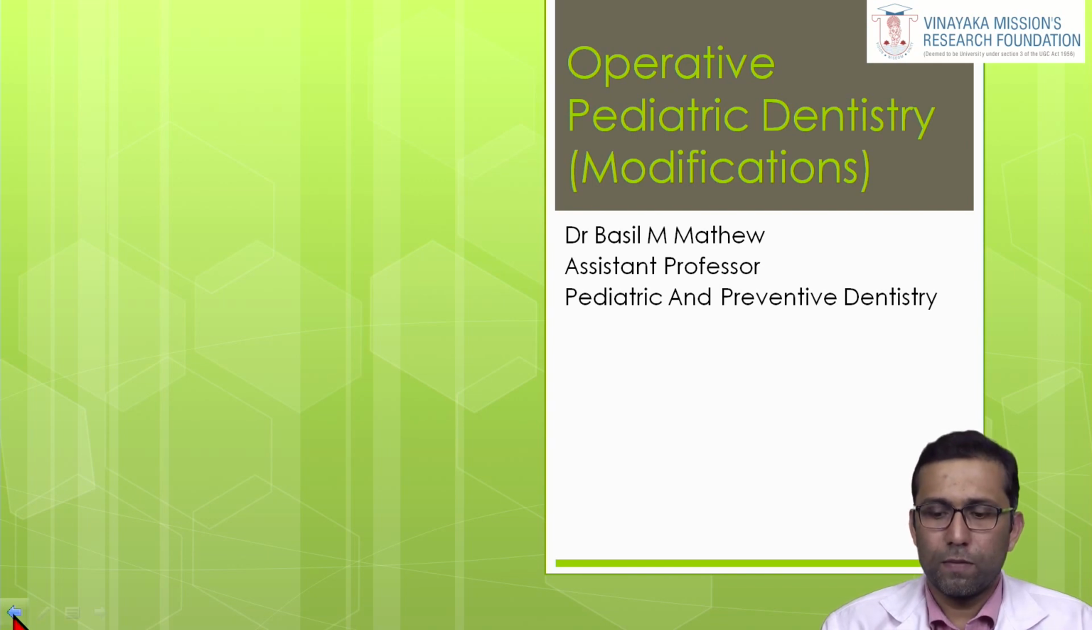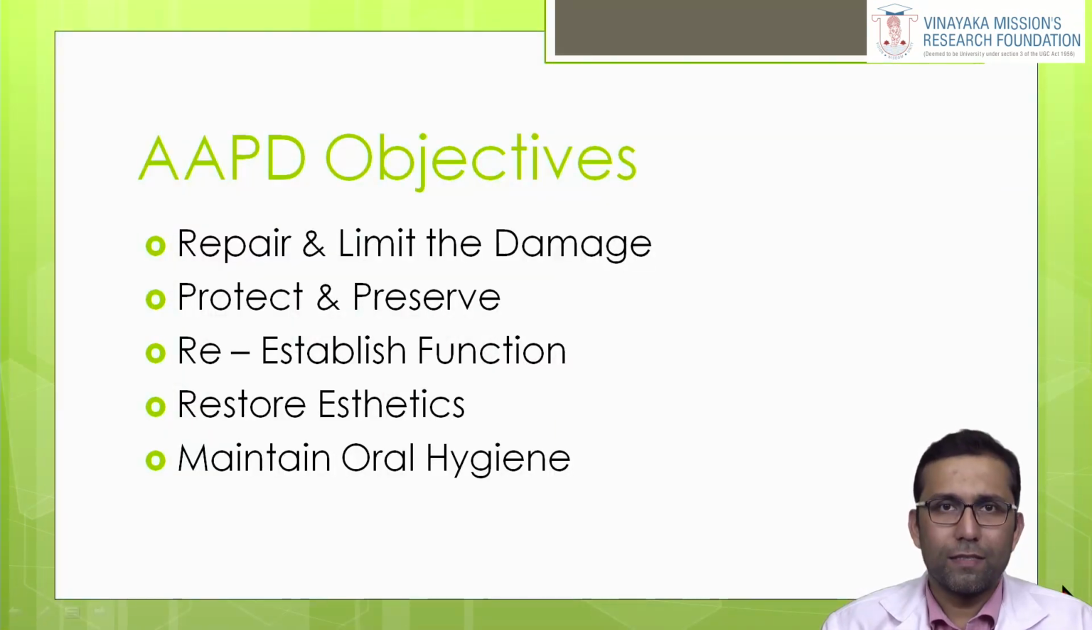Coming to the contents of today's lecture, according to AAPD, the American Academy of Pediatric Dentistry, the objectives for restoring a primary tooth are, first, to repair and limit the damage of whatever caries has happened, protect and preserve whatever natural tooth structure is left, and re-establish the function. The function is mastication and aesthetics. Restore the aesthetics, then maintain the oral hygiene.